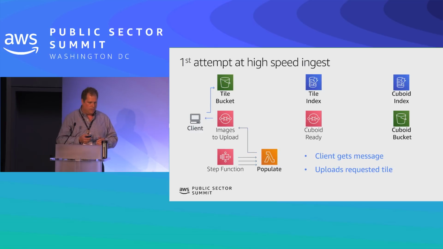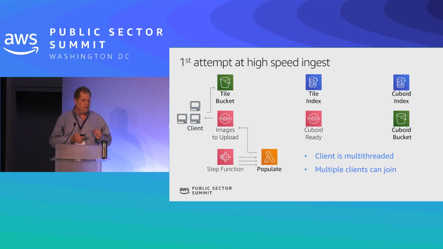Alright, so the client now does this loop where it goes and grabs a message that tells it what tile it needs. It finds it on its server and uploads it to the tile bucket. And it continues to do this over and over.